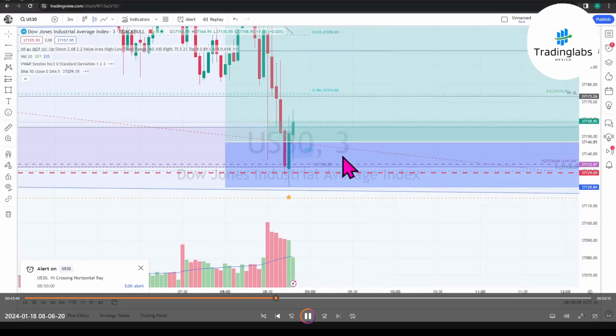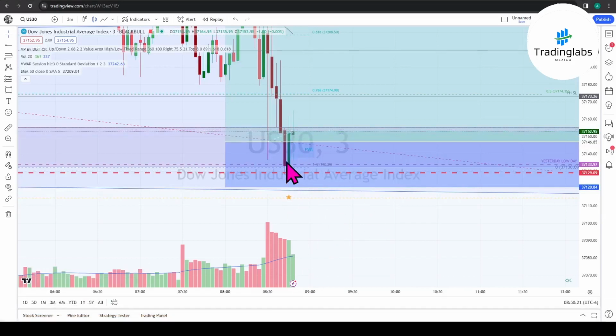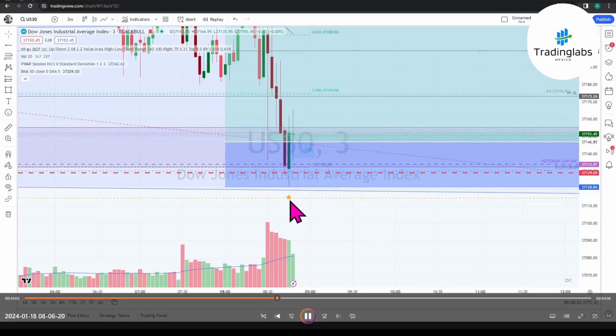Okay, we are here in M3. We are one of the first to enter this long. For me, my entry point was here, but due to the slippage, it was over here. But you have to see that my preferable entry was here, but I have to react to the price.